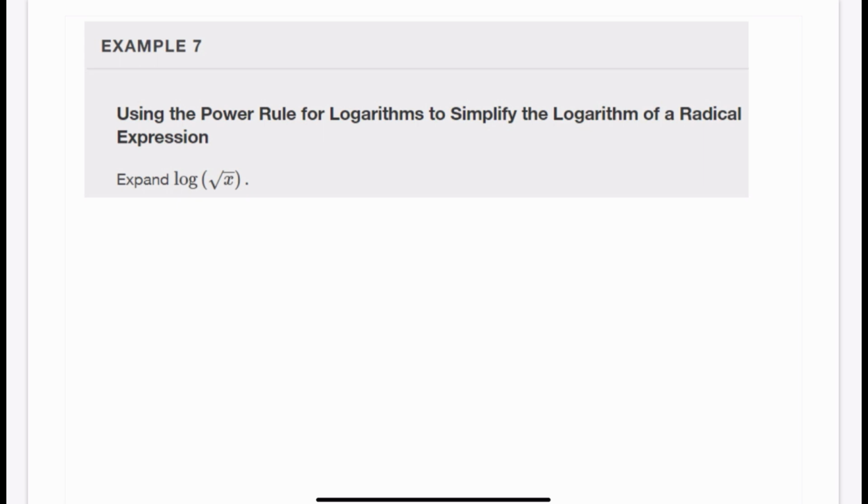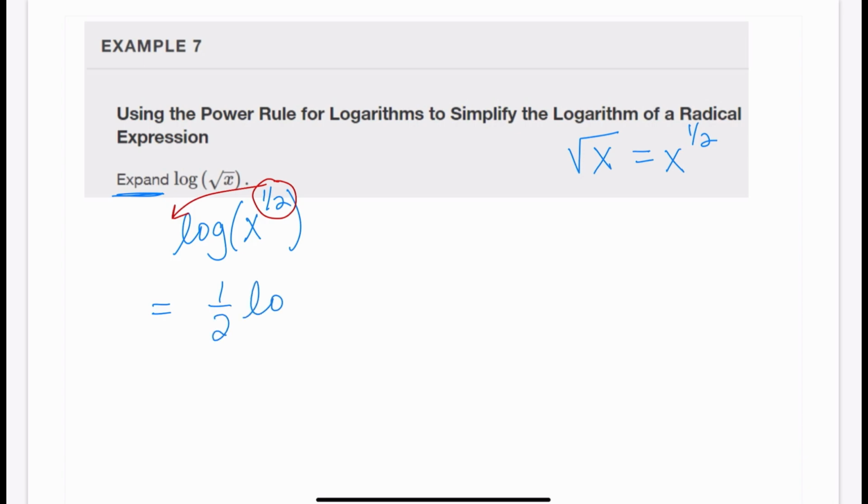Example number 7. Use the power rule for logarithms to simplify the logarithm of a radical expression. Notice we want to expand the log of the square root of x, but we can rewrite the square root of x so that it is x to the 1/2 power. That's something that you have to keep in mind. The square root of x is x to the 1/2 power. So then I'm going to apply the only rule that I can here, which is the power rule, and I'm going to put that to the front. So I'm going to get 1/2 log of x, and that is my final answer.